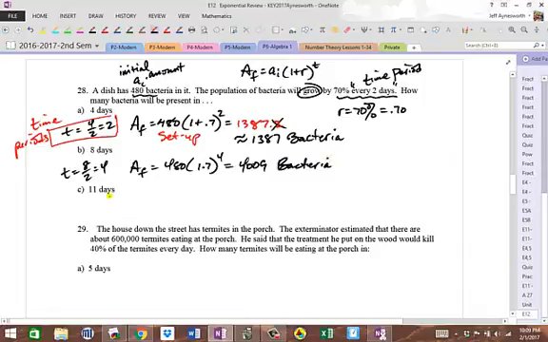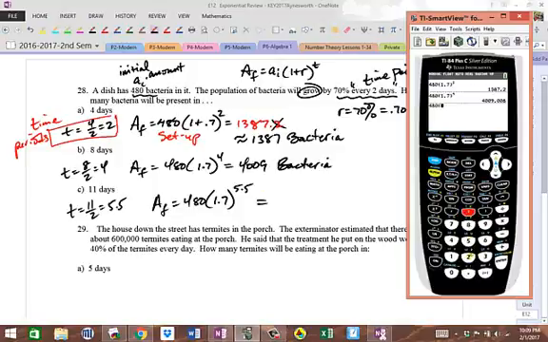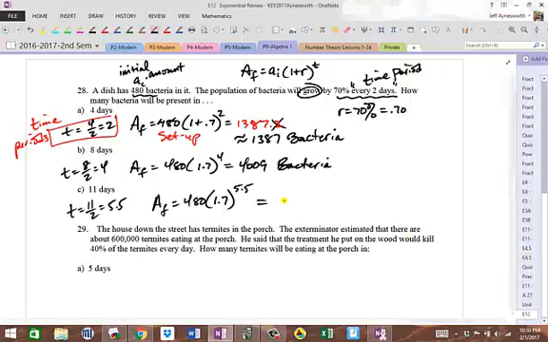How many time periods in 11 days? Well, how many 2-day periods in 11 days? 11 divided by 2 is 5.5. So my function now looks like 480 times 1.7 to the 5.5 power. Let's compute that too. Take 480 times 1.7 raised to the 5.5 power, and that's about 8,886 bacteria. So 8,886 bacteria in 11 days. Okay?